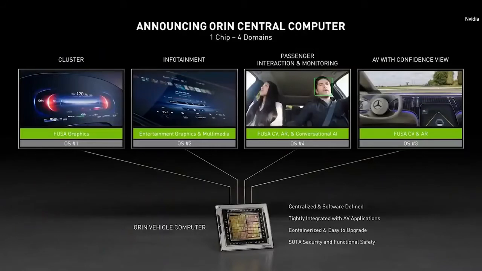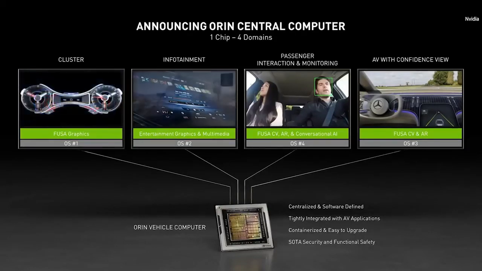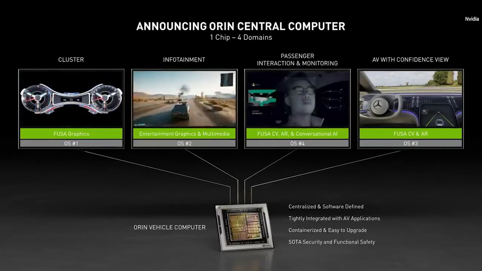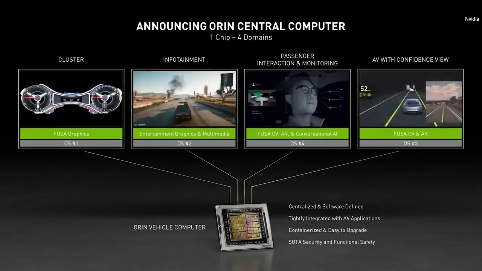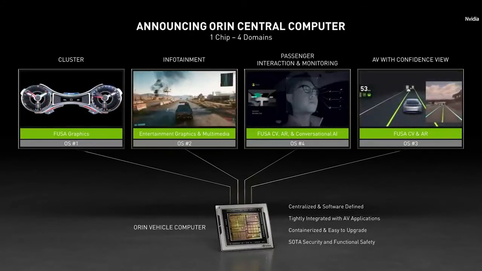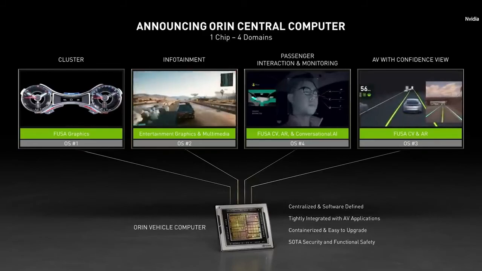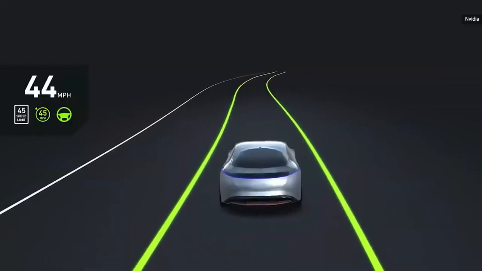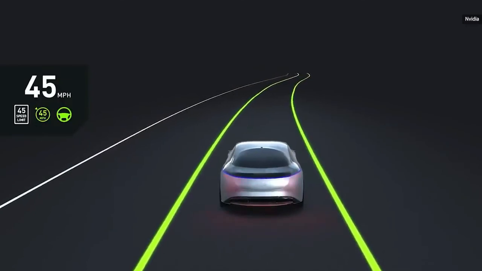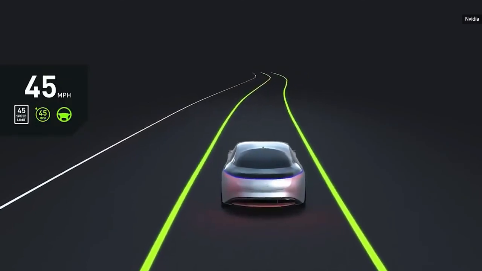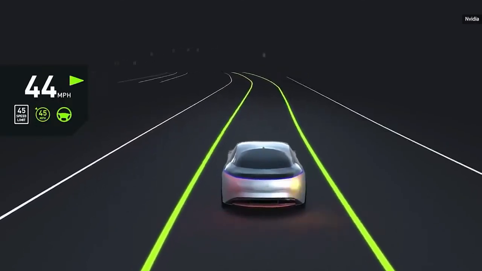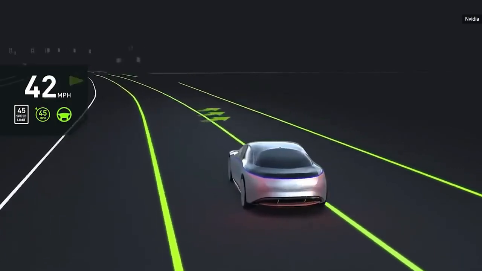Today, we're announcing that Orin was also designed to be the central computer of the car. Orin will process in one central computer the cluster, infotainment, passenger interaction AI, and very importantly, the confidence view, or the perception world model. The confidence view is what the car actually perceives around it and constructs into a 3D surround model. This is what's in the mind of the autopilot AI.